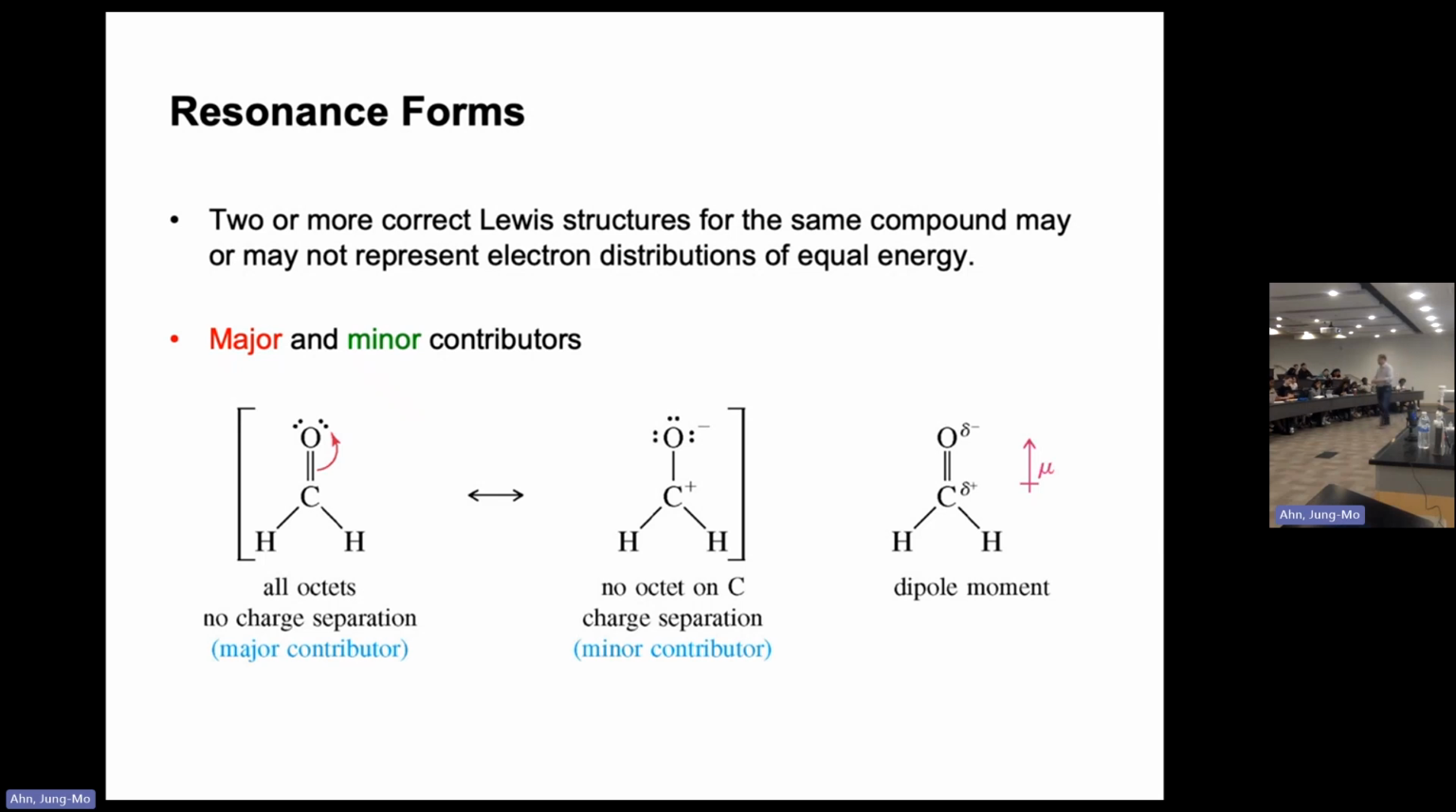Still, it's kind of stressful for the oxygen, which doesn't have 100% of the electrons around it. So charge separation is normally not good for the stability of the molecule. But the main reason is that this carbon does not have a full octet. That's the reason that, even though this is a valid resonance structure, it is less stable compared to that one. So we call the more stable forms of resonance structures major contributors, and the less stable forms minor contributors. So this is a major form, that's a minor form.